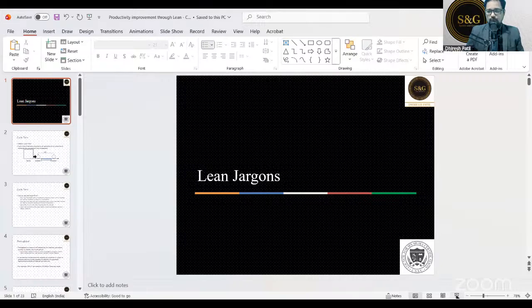First, let's understand some of the lean jargons. Jargons are nothing but the terminology, basically. I will share this entire PowerPoint presentation with you in the master class archive. So let's begin with some basic concepts. Then I will explain what a bottleneck is, then what takt time is, and how to balance the line, how to debottleneck the process, and how to double or triple the productivity of any process.